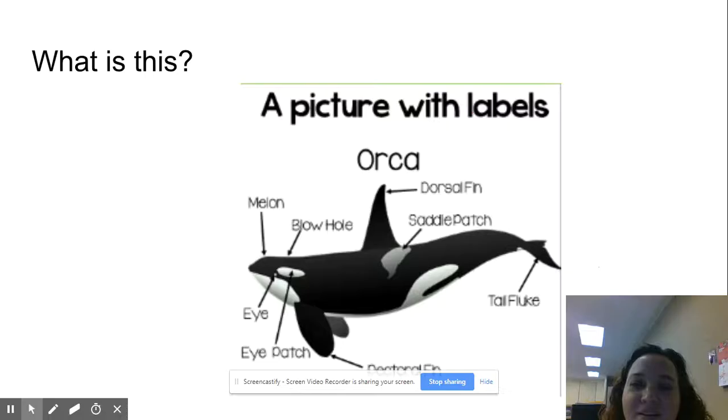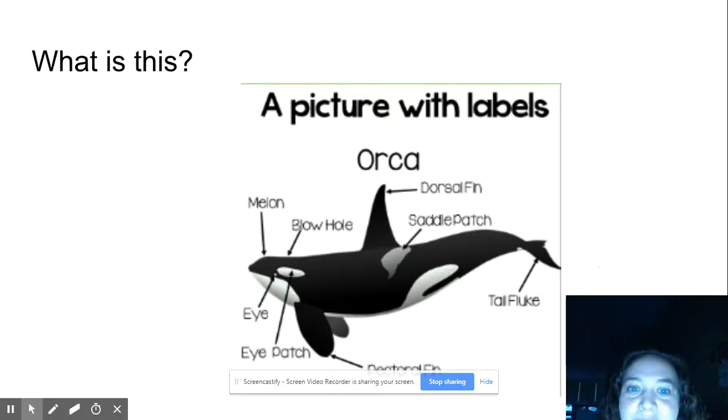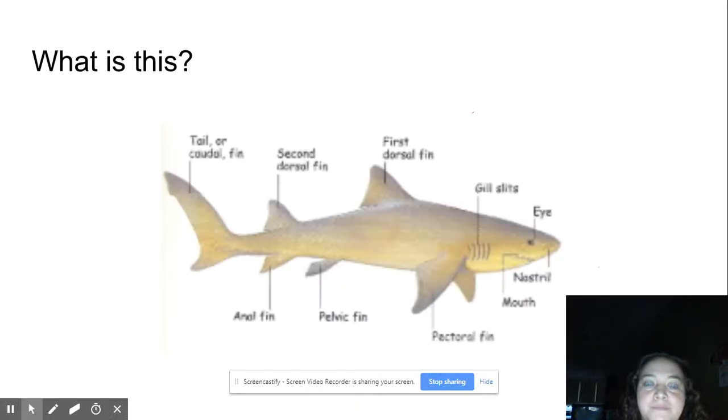Aha! Time to test what you know. What is this? Choose your answer. That's right. This is a diagram. What is this? That's right. This is also a diagram. This is a diagram of a shark.